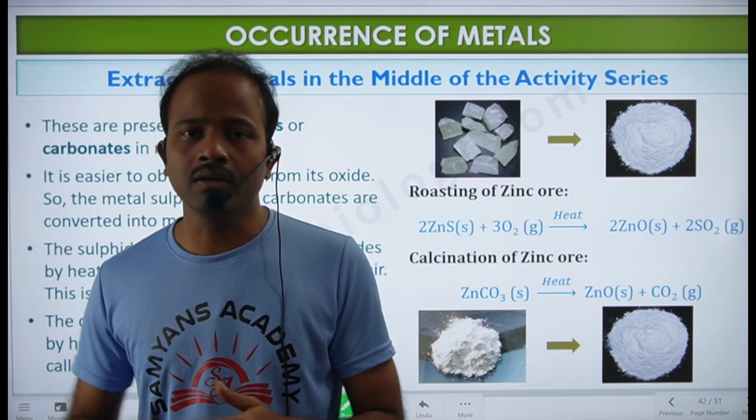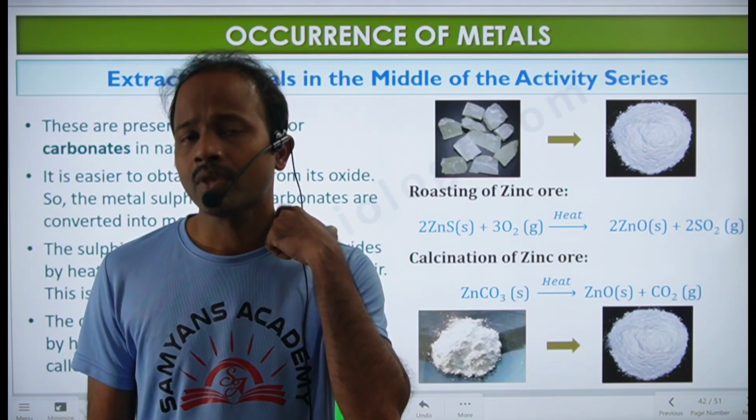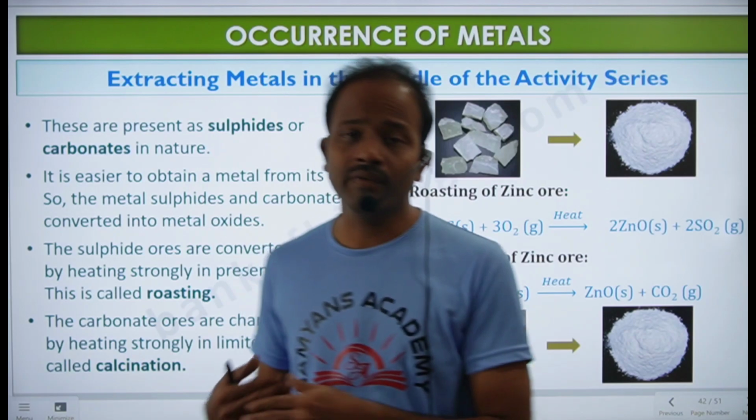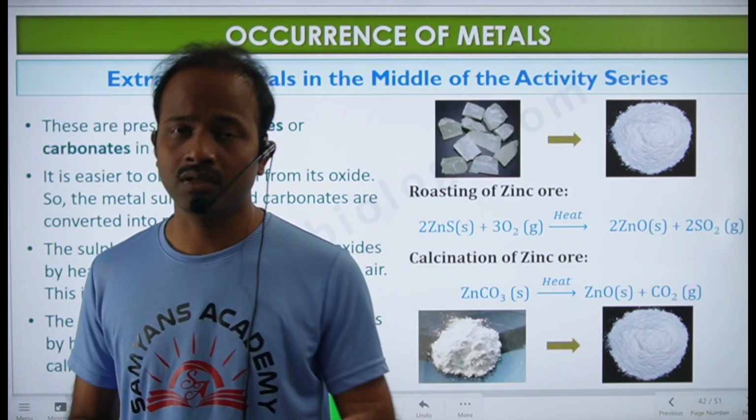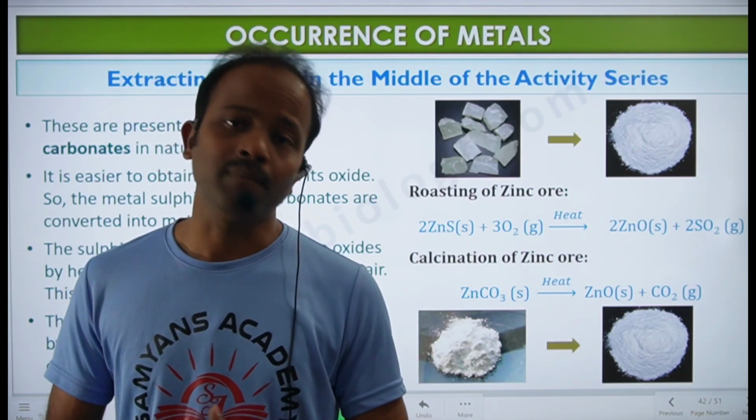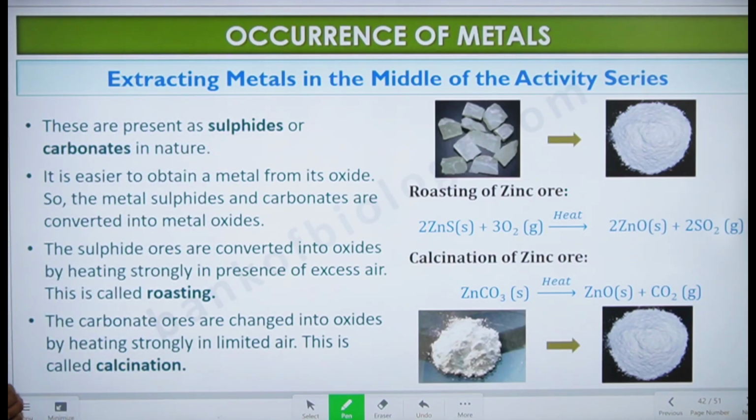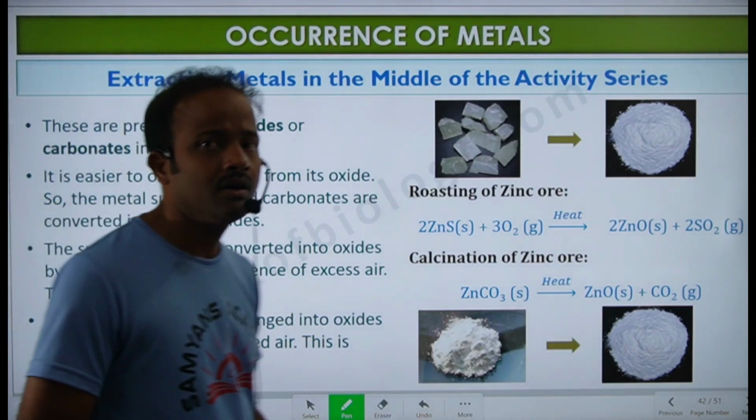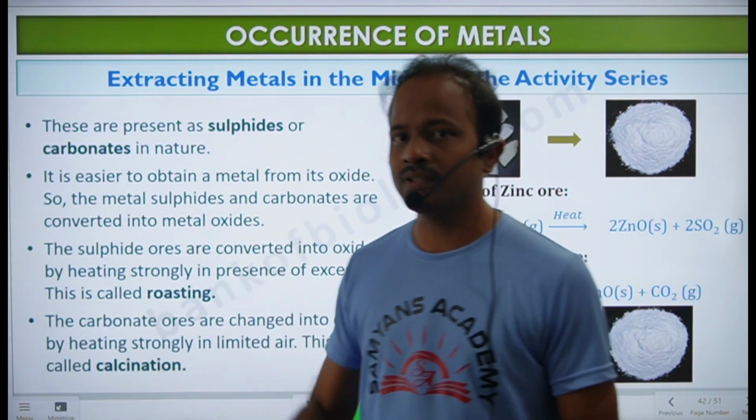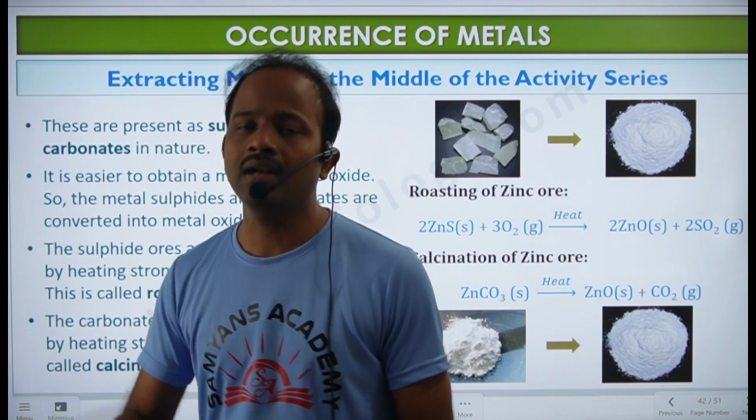Then how do we convert it into metal oxide? The sulfide ore, by the process of roasting, we can convert into metal oxide, and the ore present in the metal carbonate form, by the calcination process we remove the carbon dioxide, and finally we will get the metal oxide. These are present as sulfides or carbonates in nature. It is easier to obtain a metal from its oxide, so the metal sulfides and carbonates are converted into metal oxides. The first step is to convert them into metal oxide by the process of roasting and calcination.